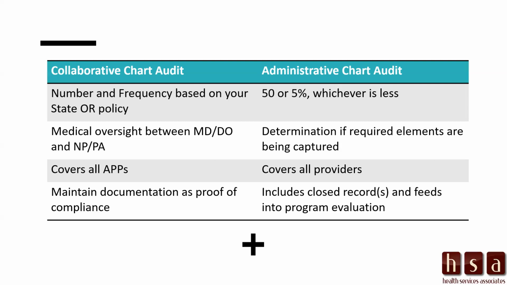And then the collaborative review is always between the MD or DO and the NP or PA. And it needs to cover all APPs like we just talked about. And the piece that probably gets clinics in the most trouble is this last point, which is documentation. Go back to that statement of do what you document and document what you do. If we don't have documentation to the surveyor, it didn't happen.